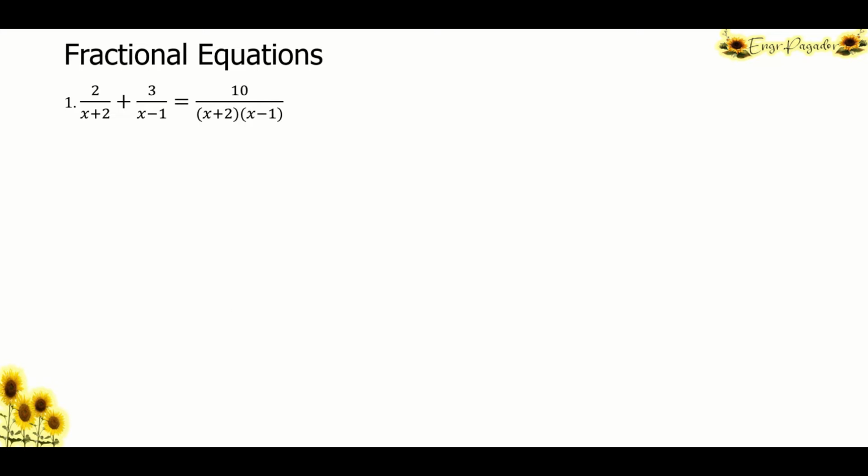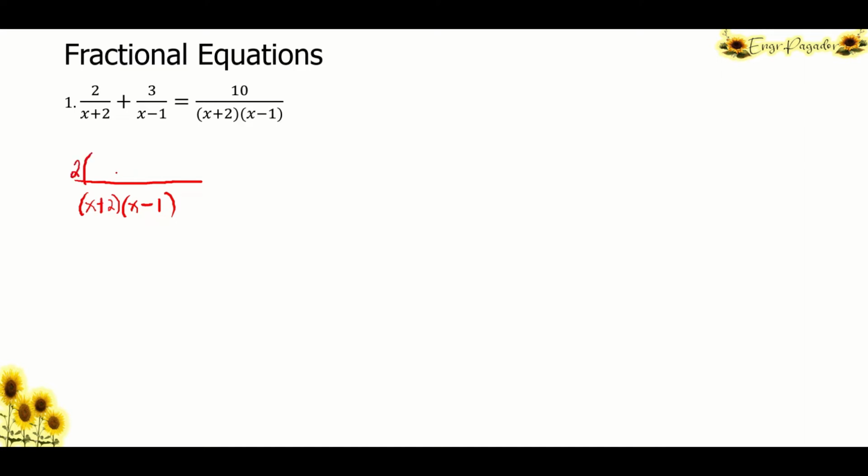First, we are going to get the LCD of the expression on the left side. The LCD of this one is equal to, we multiply the denominators since it is hard for us to determine the actual LCD. So x plus 2 times x minus 1. So we proceed with the solution.